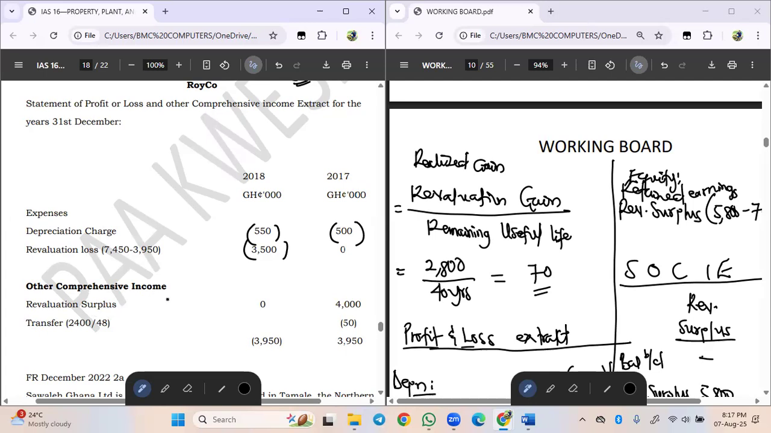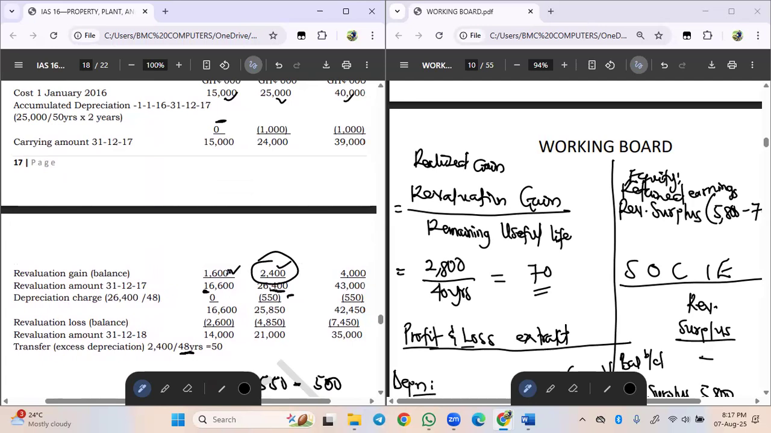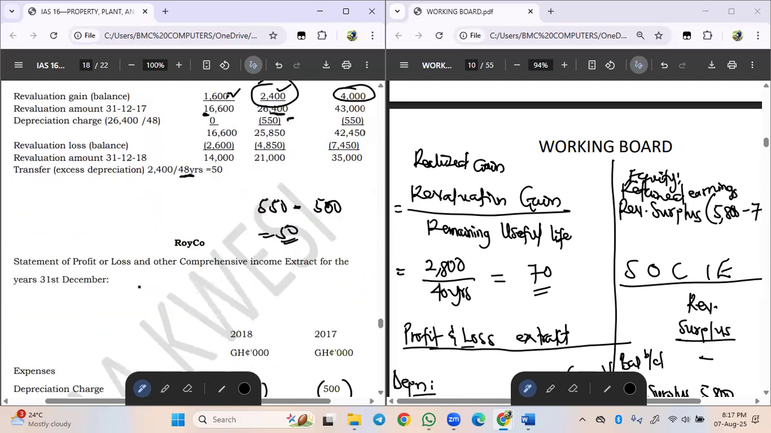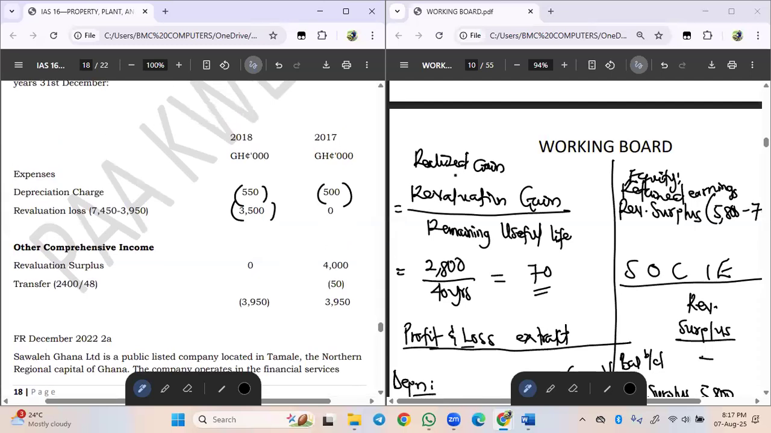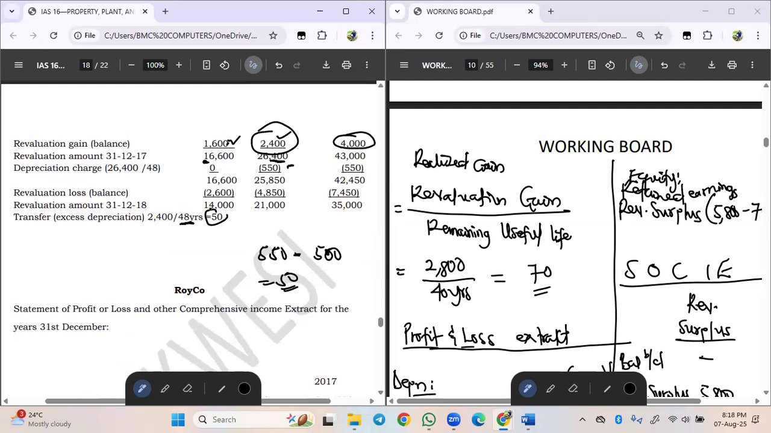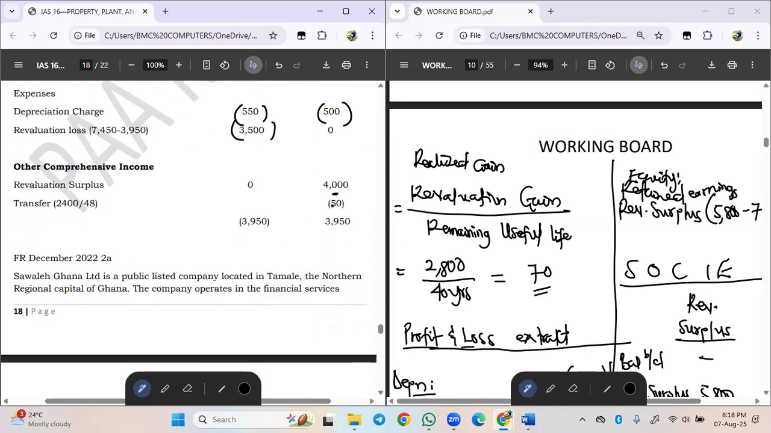Other comprehensive income. Revaluation surplus of 4,000 in 2017 here. So 1,000 for land, 2,400 for building. So you get 4,000. That is for 2017. Then the realized gain, the 50 they calculated here. We solved one example where we deducted this 50 from the total revaluation gain. So they deducted this 50 from the 4,000 and they got 3,950.